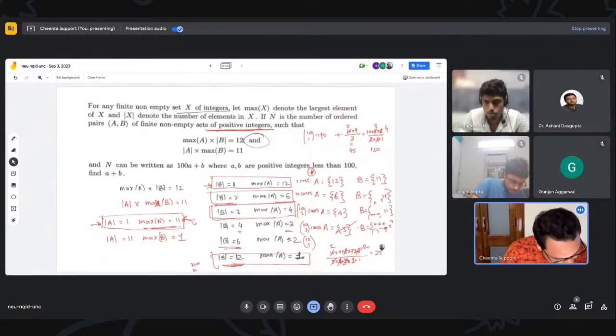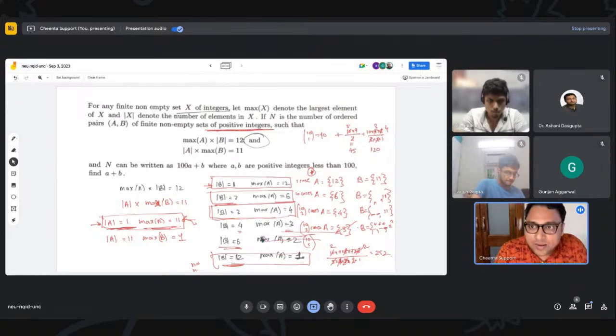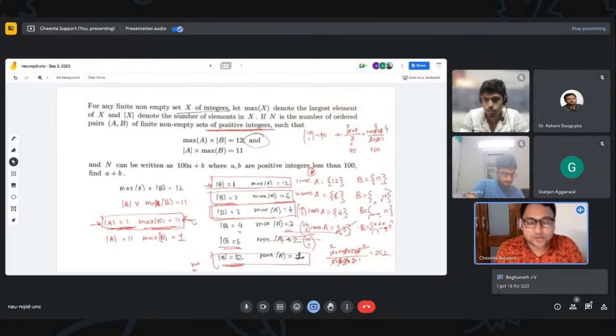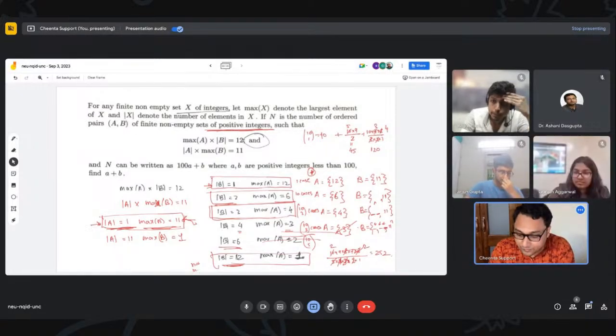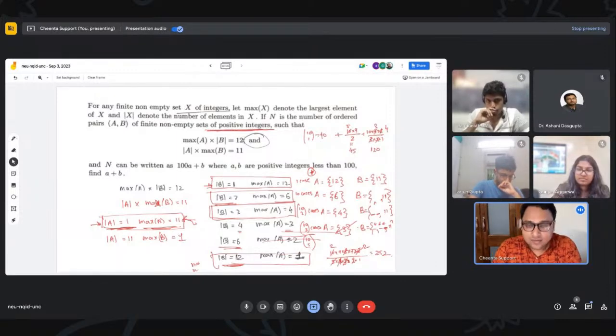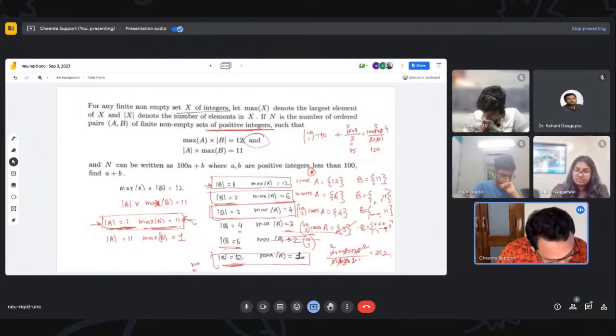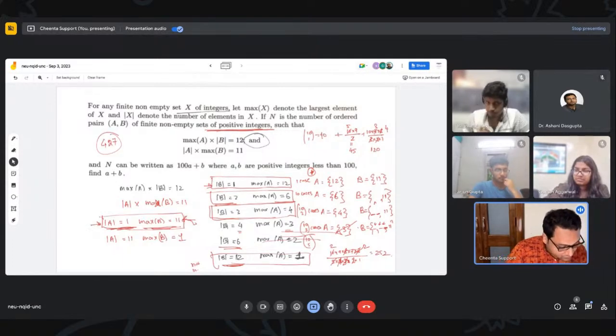So that's the first case where min A is 1. So we have a total of 10 plus 45 plus 120 plus 252. That is a total of 427 cases. This is when min A is equal to 1.